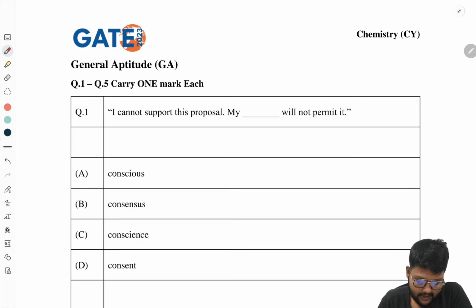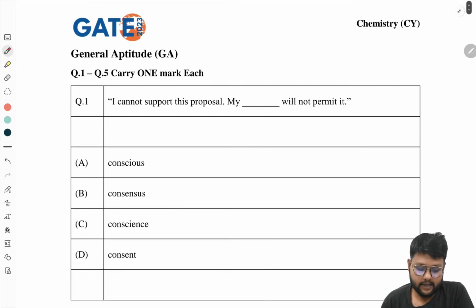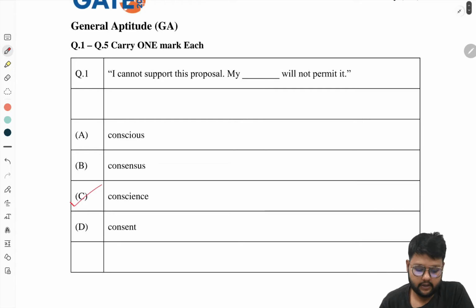Conscience and consent are most similar, but if you read the line, my dash will not permit it, when the word is consent, you can say my consent will not permit it, it does not sound good. But conscience means a person having a moral sense, it's a very inner word. My conscience will not permit it sounds very good and is our correct answer. The first answer is conscience.